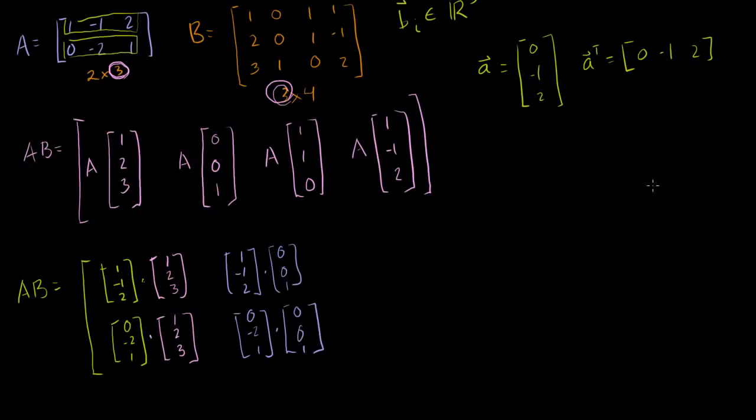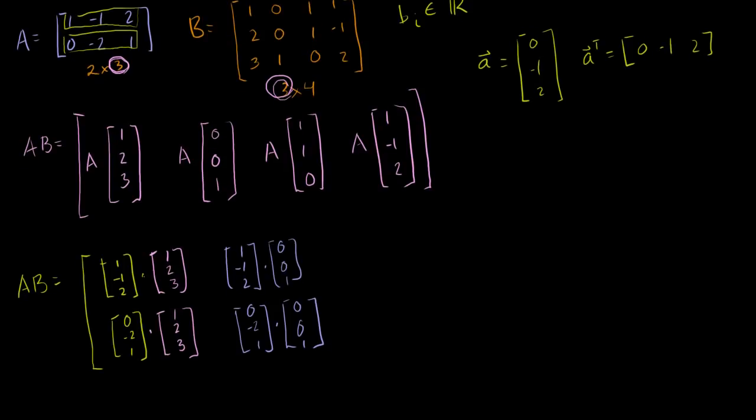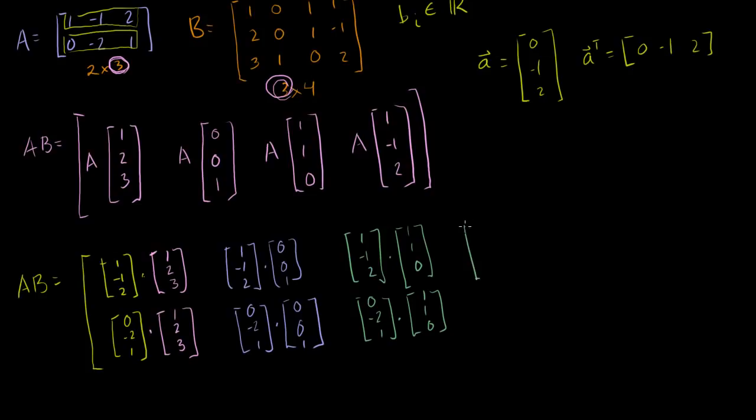Two more columns left. This can get a little tedious, and it's inevitable that I'll probably make a careless mistake. But as long as you understand the process, that's the important thing. Then the next one, this row of A, expressed as a column vector, 1, minus 1, 2. And we're going to dot it with this vector right there, 1, 1, 0. And then this row of A, 0, minus 2, 1, dotted with 1, 1, 0.